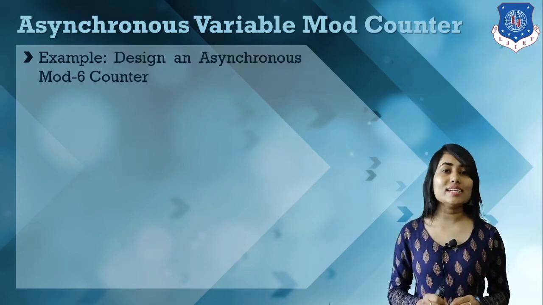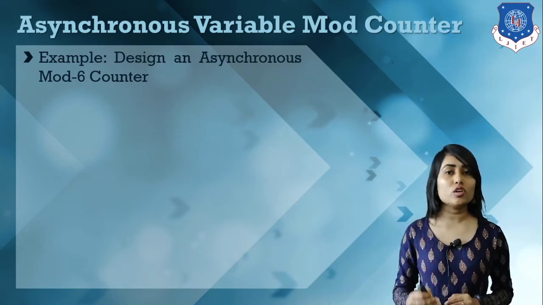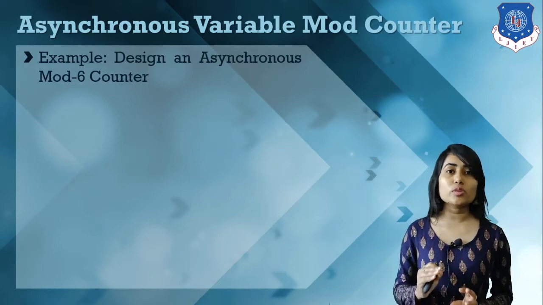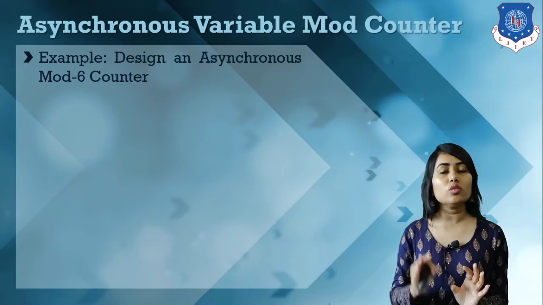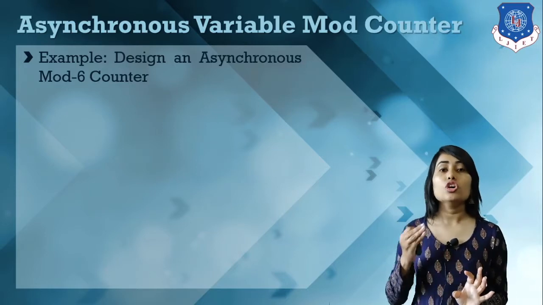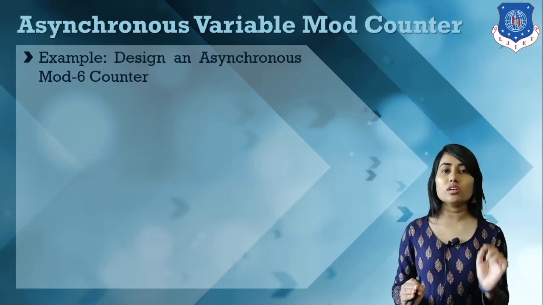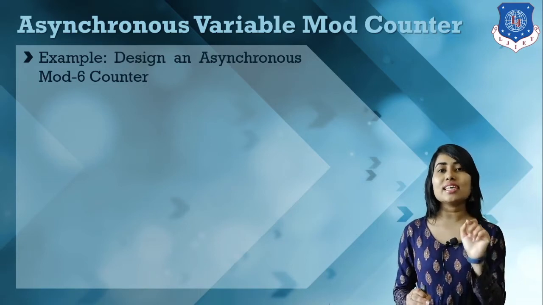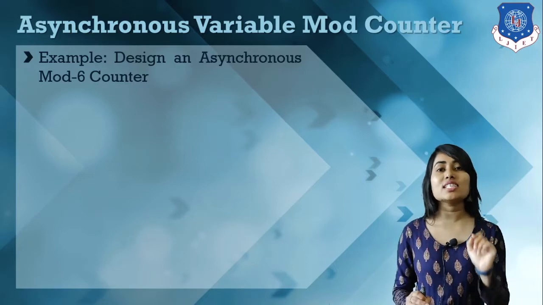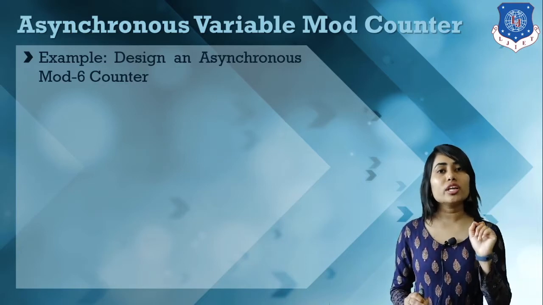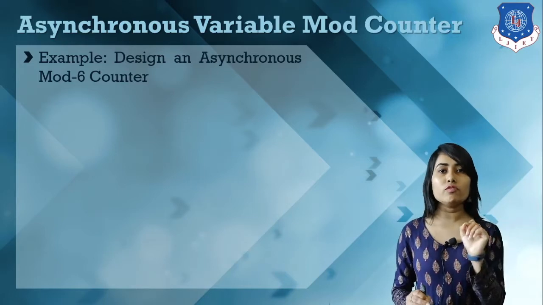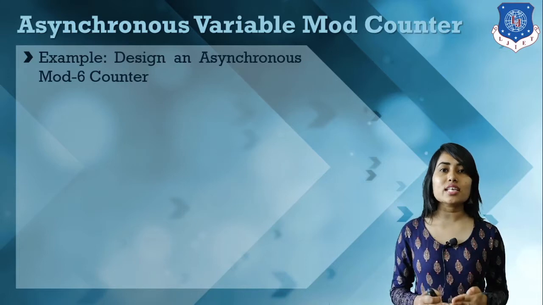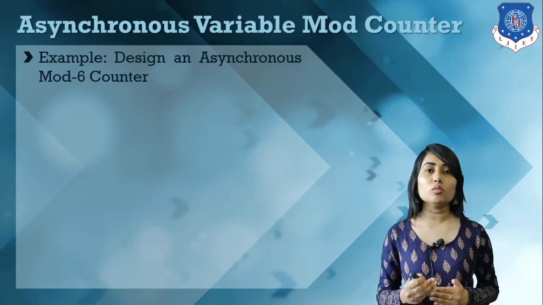Now how can we design this variable modulus counter? Here we have a mod 6 counter. For mod 6, we have to count just 6 values, and then we have to restart our counter. For restarting our counter, in the flip-flops we have a CLR pin. This CLR bar is an active low pin, so it will clear the value of the flip-flops whenever it has a low input. Using this concept we can design this variable modulus counter.